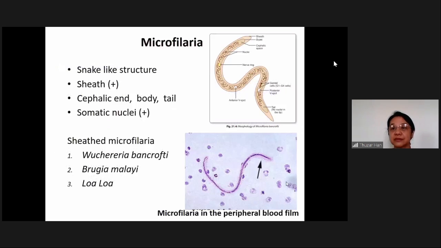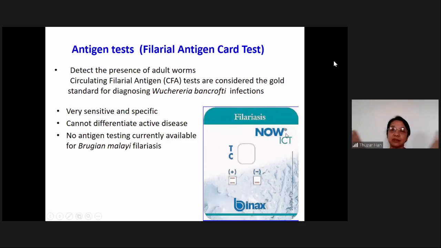This is a card. You can open this one like a booklet, and then put the sample on the strip, and then put the reagent, and then close the card. If there is infection, you will see 2 bands. If there is no infection, no filaria antigen, you will see only the control band. C is for control, T is for test. If it is positive, you will see 2 bands. If it is negative, only the control band. With that you can get the diagnosis within 50 minutes.